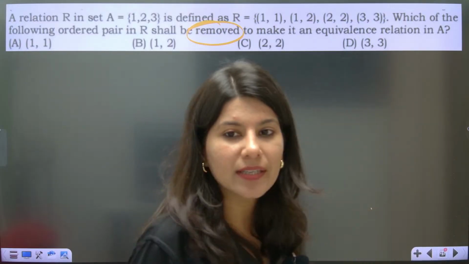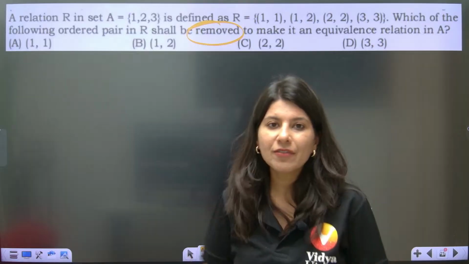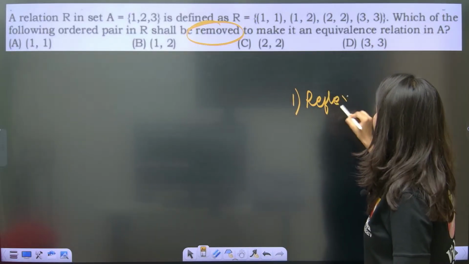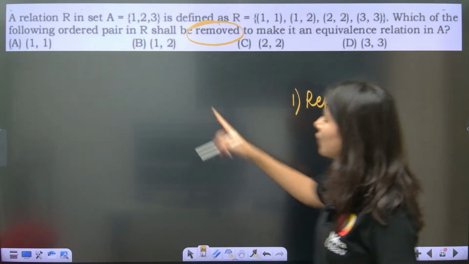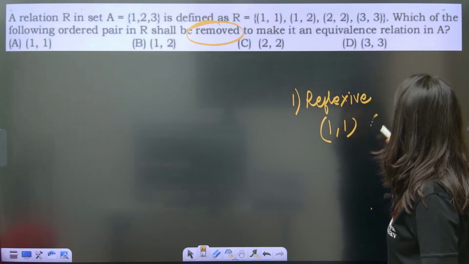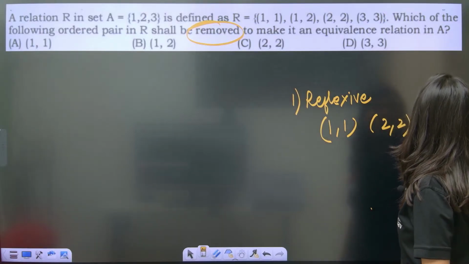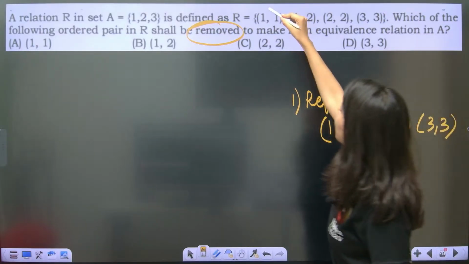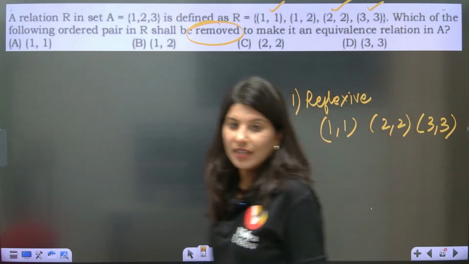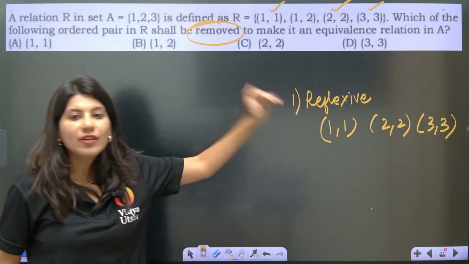First of all, for equivalence, let us check reflexivity, whether this relation is reflexive or not. So set A is having 1, 2, 3. So it should have (1,1), (2,2), (3,3) for sure. And actually it is having (1,1), (2,2), (3,3). Fine. That means these three ordered pairs we will not remove.